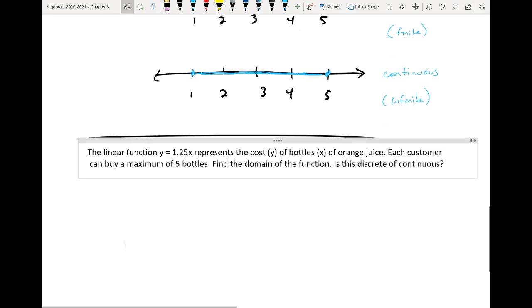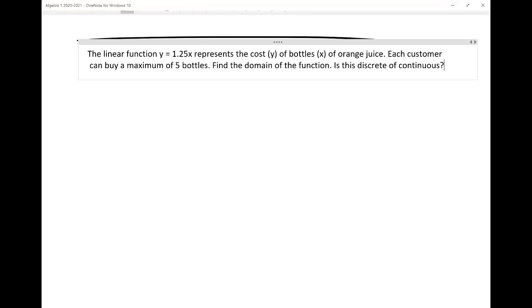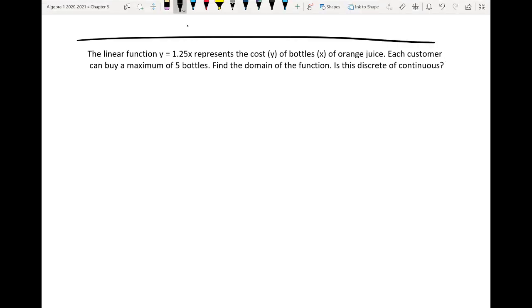Now we have to consider the realistic nature of the context of this problem. What's our possible domain? In other words, what are the possibilities for which variable? For x. Because remember, domain means x, which means input. What can I possibly put in there?